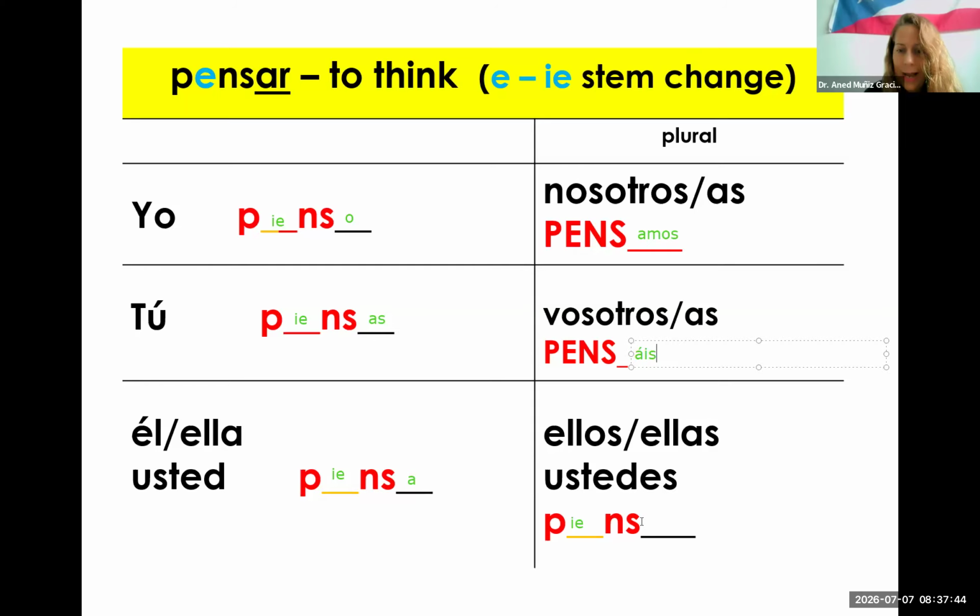Y esa es la conjugación. Again, endings just as usual, but then this vowel change.